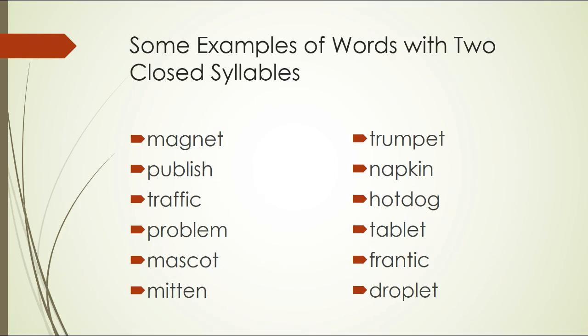Here are some other examples of words with two closed syllables. We're not going to go through them, but I did want you to be able to see them. So magnet, I showed you that one. Publish, traffic, problem, mascot, mitten, trumpet, napkin, hot dog, tablet, frantic, and droplet.